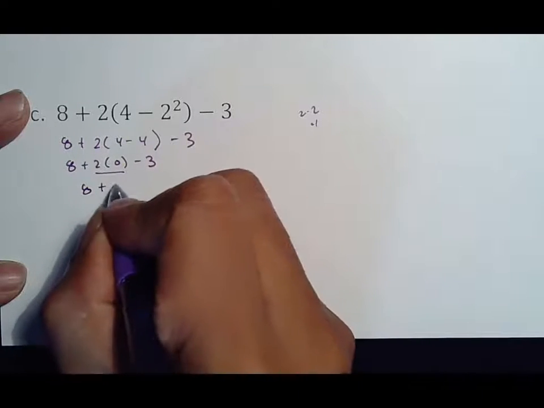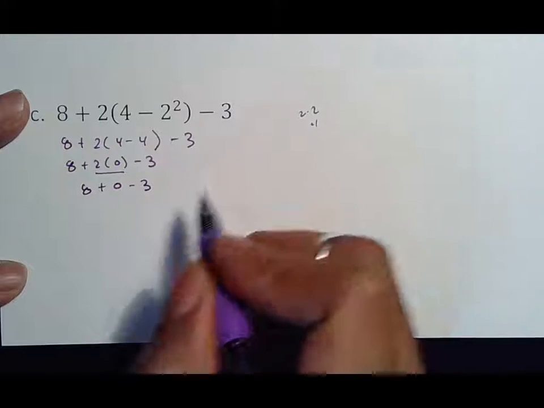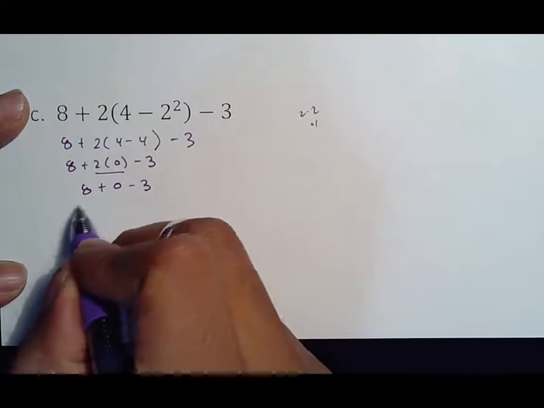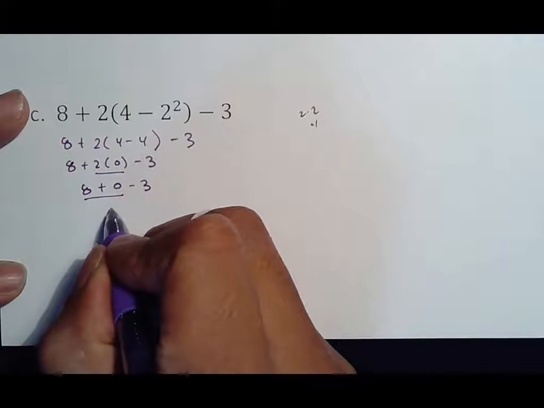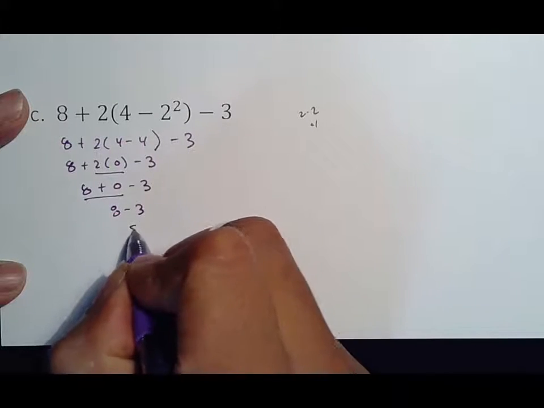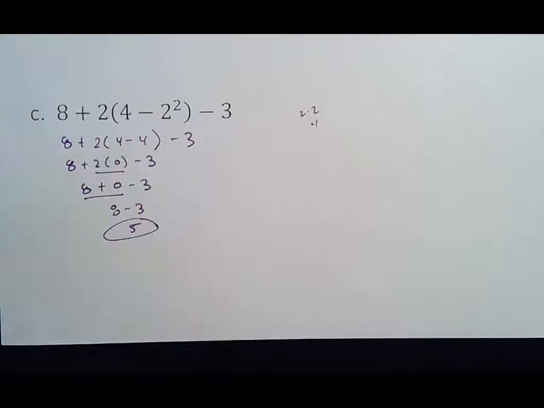So 8 plus 0 minus 3. And now that all we have is addition, subtraction, go front to back. 8 plus 0 is 8. 8 minus 3 is 5. And that represents our final answer.